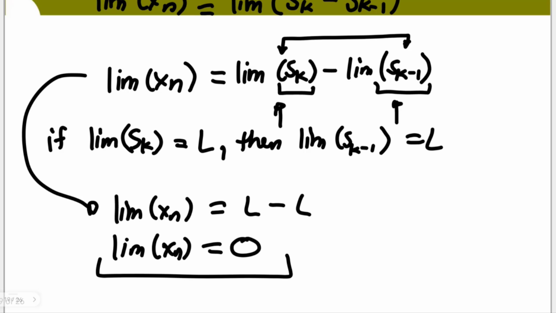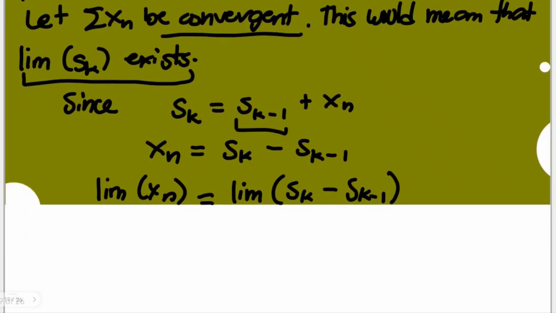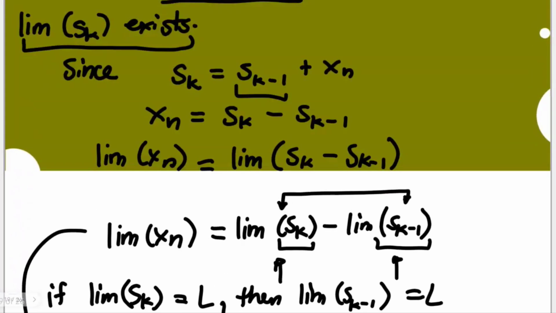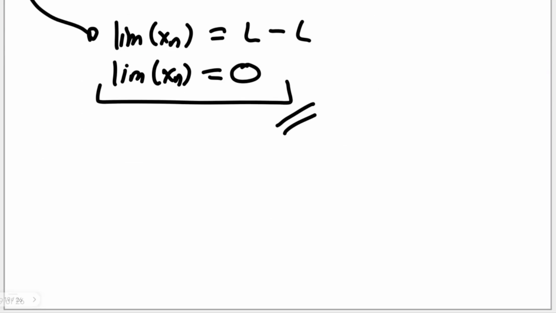We have shown the statement of the nth term test: if a series is already convergent, and you're asked about the limit of x sub n, automatically it's equal to 0. And we have shown the proof of that here in this video. But again, a caution: yes, if the series is convergent, the limit of the terms is 0. But it doesn't necessarily tell us otherwise, that if the limit is 0, automatically it's convergent. I'm going to give you one example for that.